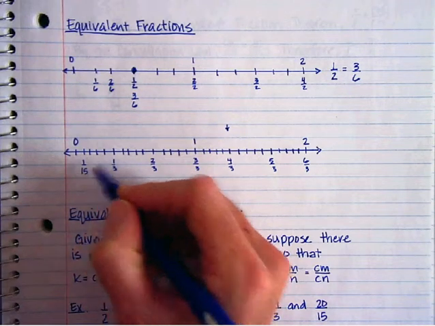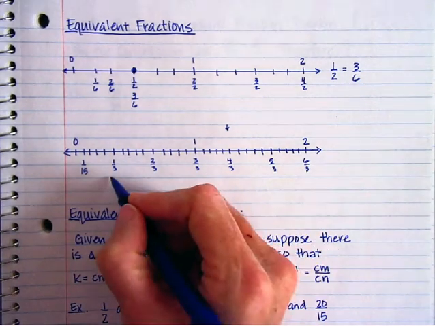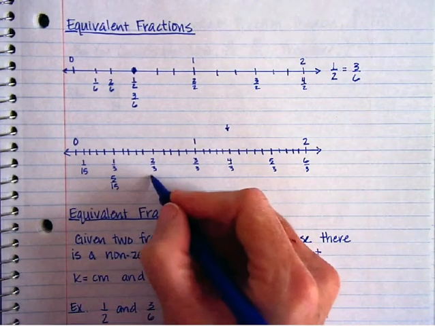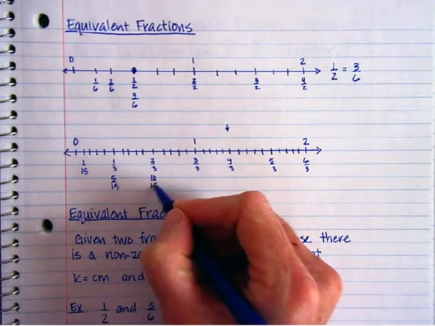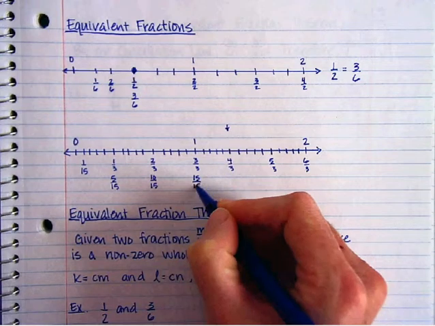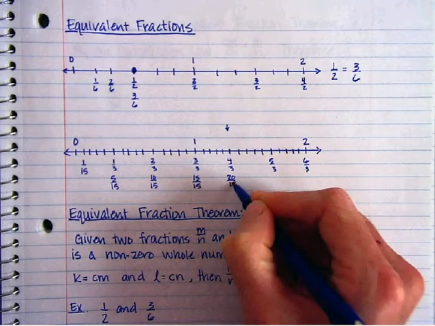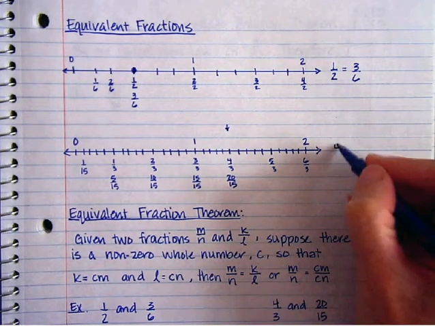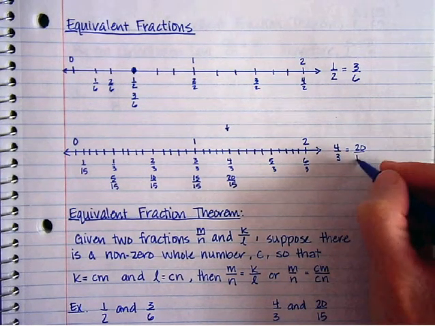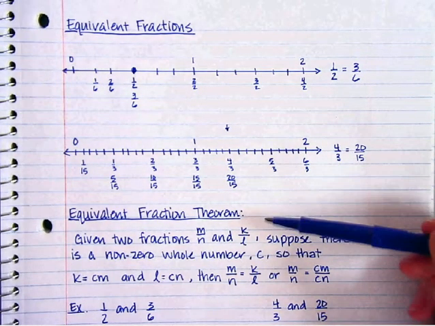So if I count all these up, this first one would be 1/15. And I'm not going to write all these in, but 1/15, 2, 3, 4. 1/3 would become 5/15. If you move to the next one, this would be 10/15. This would be 15/15. And so 4/3, what we were looking at, is 20/15. So that means if we have 4/3, then an equivalent fraction could be 20/15 if I partitioned it 5 more times. So that brings us to our equivalent fraction theorem.